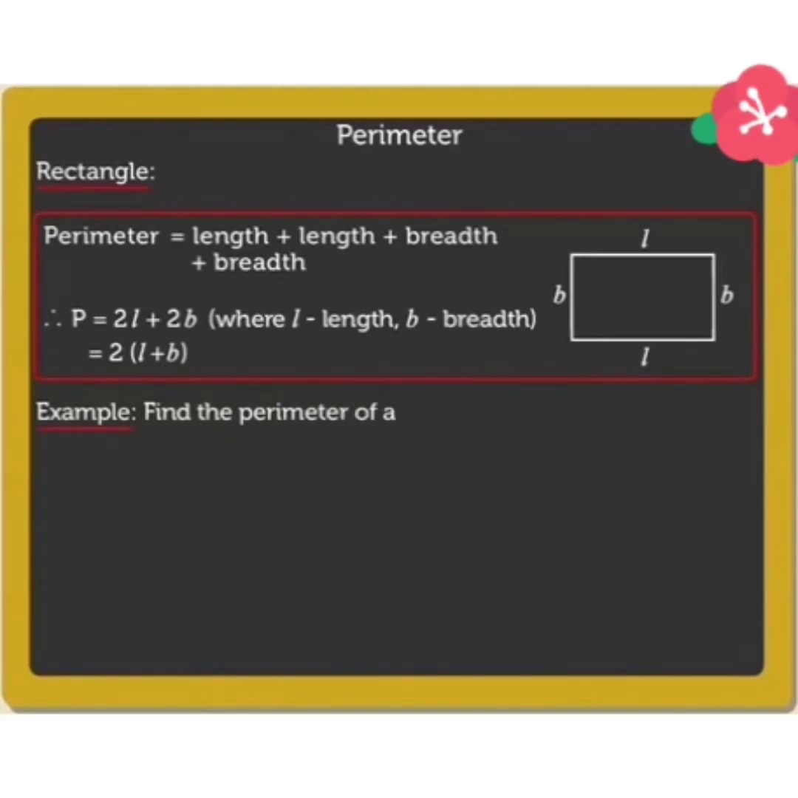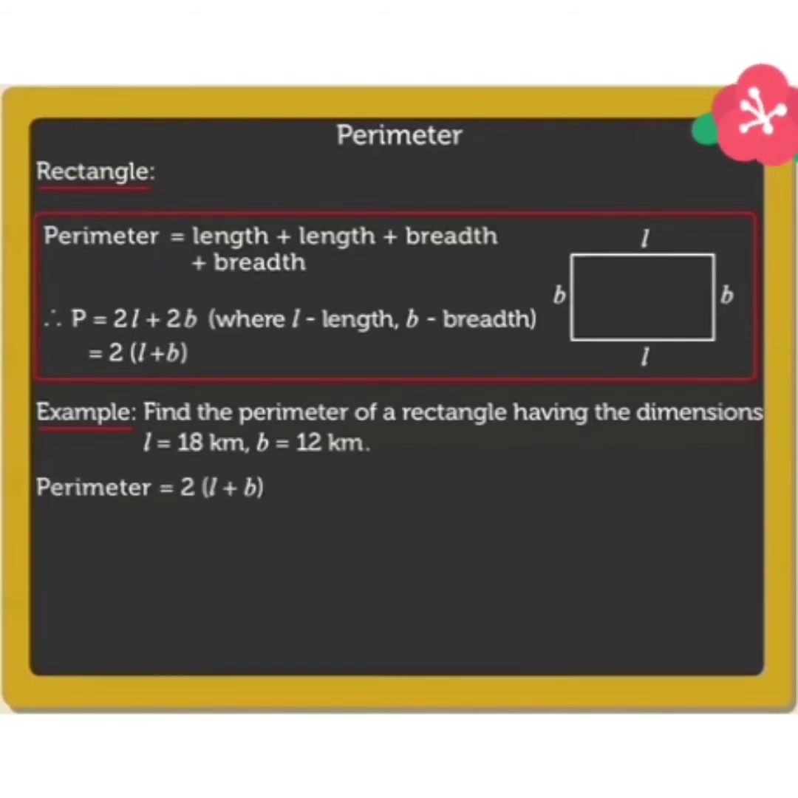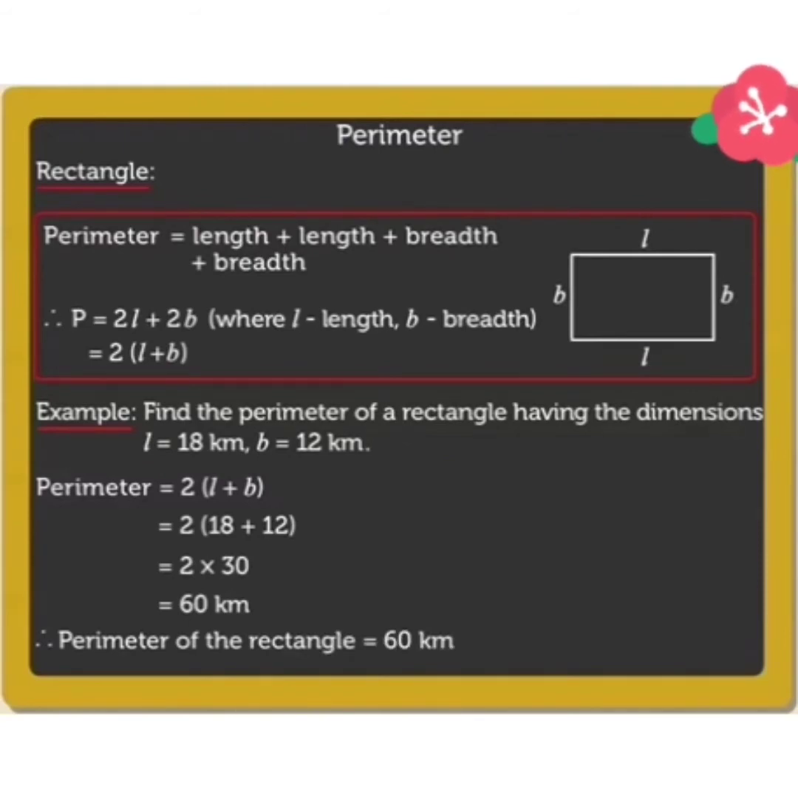Example, find the perimeter of a rectangle having the dimensions L is equal to 18 kilometers and breadth is equal to 12 kilometers using the formula. Perimeter of the rectangle is equal to 2 into (18 plus 12) in bracket, which is equal to 2 into 30, which is 60 kilometers. Thus, perimeter of the rectangle is 60 kilometers.